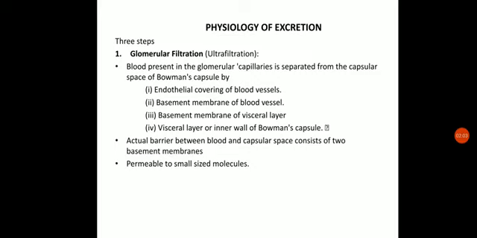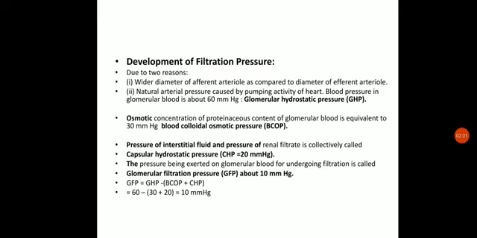Now, the inner visceral membrane has specific cells called podocytes, which are permeable to specific molecules. They have pores, which allow the filtration particularly. Now let us see. We know that for filtration to occur, some pressure has to be built up. The development of the filtration pressure.